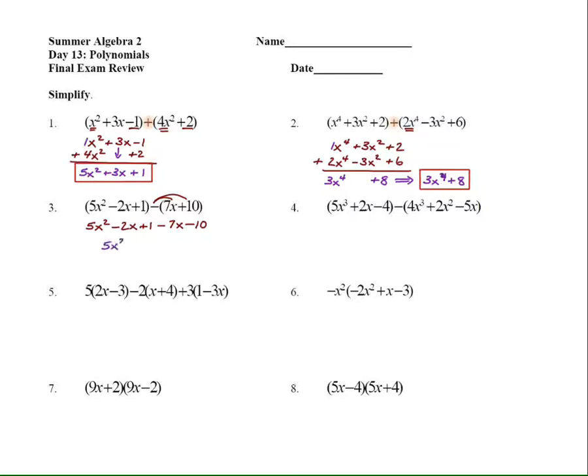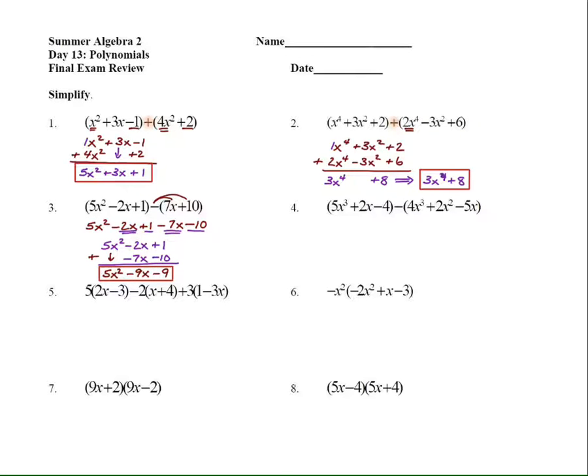So now I'm going to take that first expression, and I'm going to line up the negative 7x with the negative 2x and then negative 10 with the 1. And once I've distributed the negative, we're essentially just adding the two expressions together, because instead of thinking of subtracting, it's really like adding the opposite of the other expression. So when I add vertically, I should get 5x squared minus 9x minus 9.